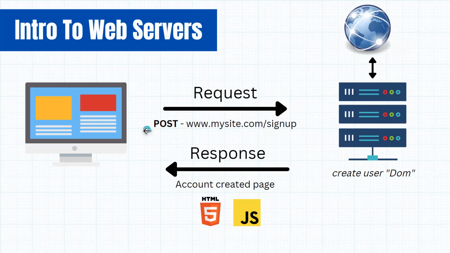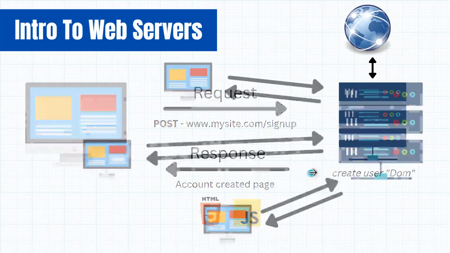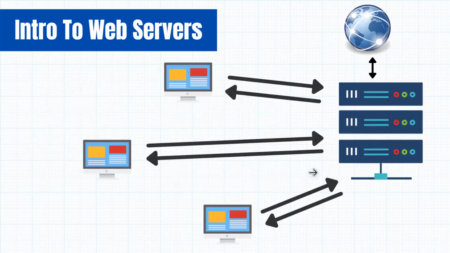So if we look back to that GET request, there was nothing that was changed on the server. It just sent back the sign up form. But this time we sent it to the same URL, but with a post request, and the server created a new user, DOM, and then sent back that response that the account was created and this account created page. And so that's how the cycle works for one user.